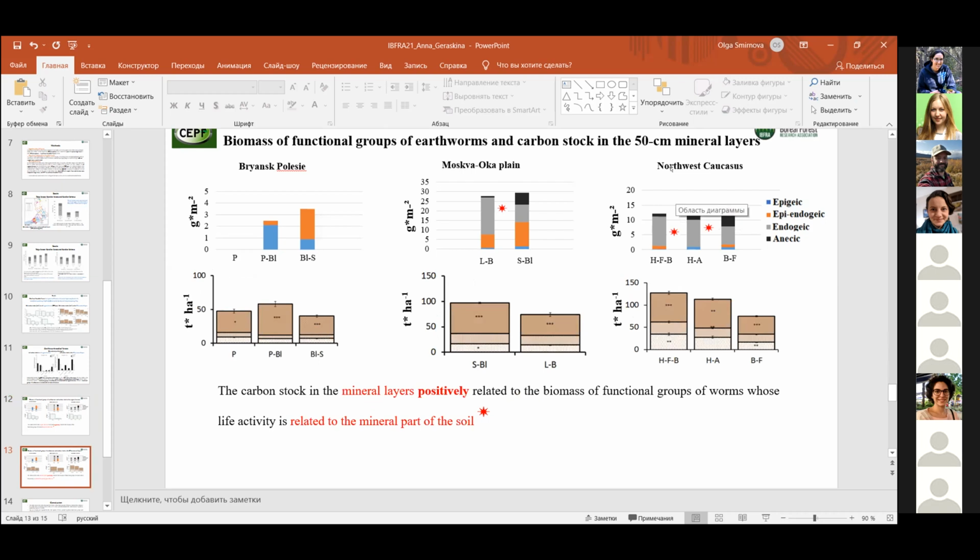In mineral layers, the carbon stock is positively related to the biomass of the functional group of worms whose life activity is related to the mineral part of the soil. This is the endogeic group, because this group is a humus-forming group.